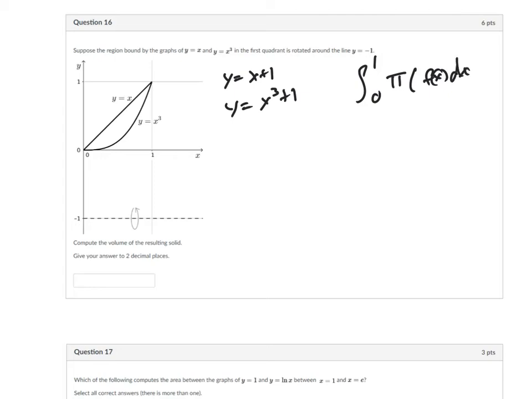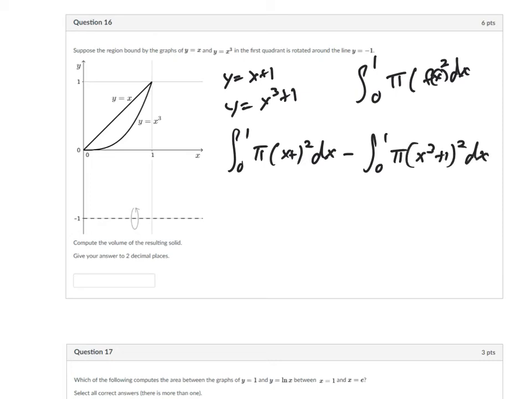Dx, right? So here we have 2 of them, so that means we have to do the taller one minus the bottom one, right? So what we'll have is the integral from 0 to 1 of pi, and that's going to be x plus 1 squared, right? Because, oh yeah, you have to square f of x, of course. And then dx minus the 1 on bottom, right? So pi and then x cubed plus 1 squared dx, okay?